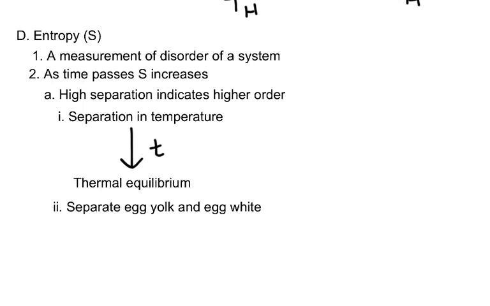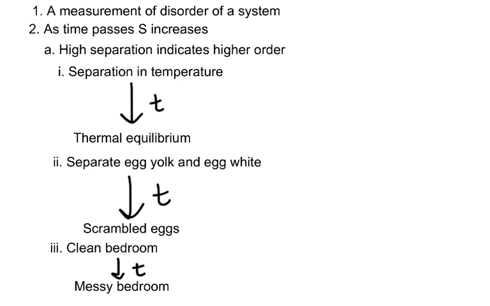A separate egg yolk and egg white indicates a separation, so that would be high order, or low S value. And as time goes on, say through just normal vibrations or maybe even through some mixing, we then get the scrambling of the egg, a mixture, and that would represent high disorder. So, scrambled eggs. My last example is, say you have a clean bedroom where everything is in its place, and as time goes on, things get mixed in together, and now you have a messy bedroom, high disorder.